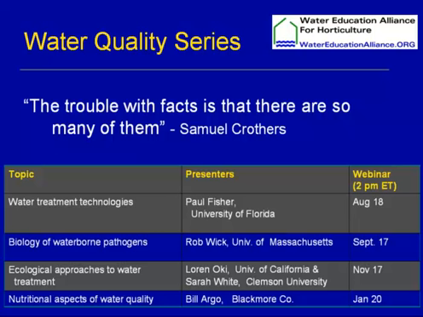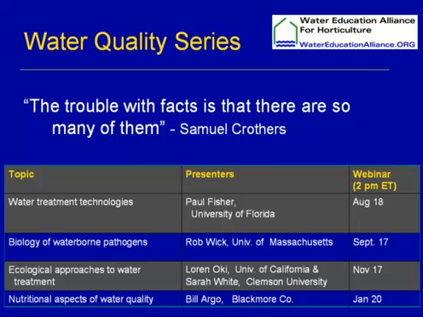In this series, we're going to cover some different aspects of water quality. It's a complicated area, and as the quote says, the trouble with facts is that there are so many of them. So what we're going to do is break down this topic of water quality into 4 parts. I'll be kicking things off today, and we'll have future presentations from Dr. Rob Wick at University of Massachusetts. Rob is a plant pathologist.